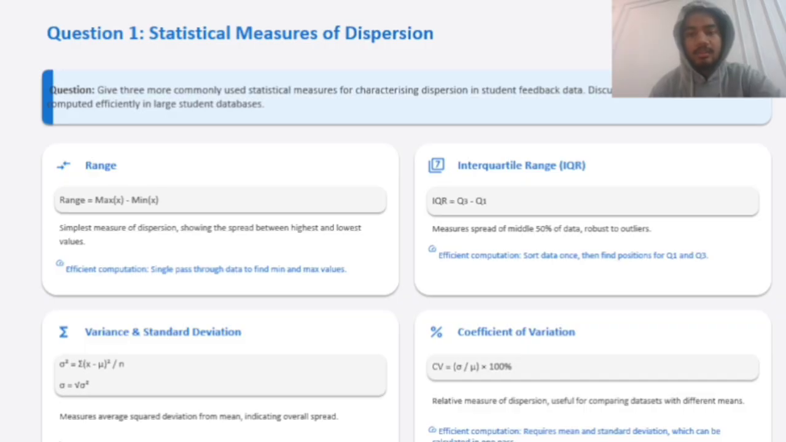The third measure is variance and standard deviation. Variance is the average of squared deviations from the mean, and standard deviation is the square root of variance. This can be computed efficiently using the running sum technique, where we maintain the sum of values and sum of squared values. Thus, range, IQR, and standard deviation are three commonly used and computationally efficient measures of dispersion. So, this is all about our question 1. Now let's move to question 2.